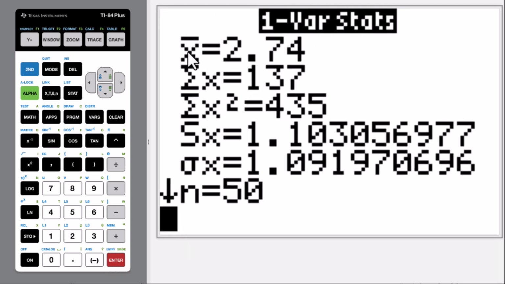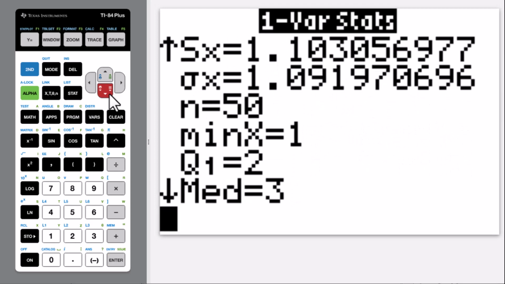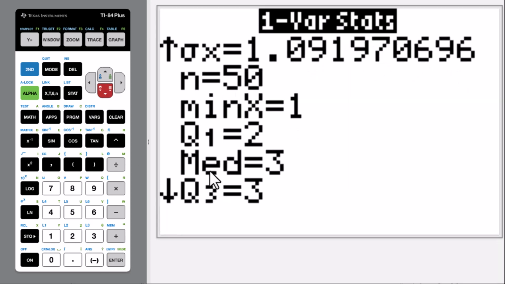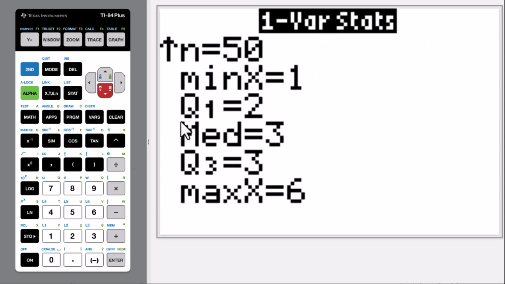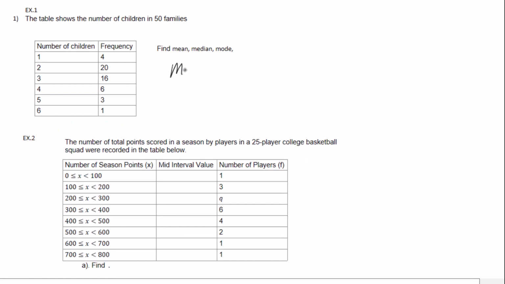You will get x bar is the mean, 2.74. Then you keep going down to find the median. Median is 3. So calculator give you the mean and then the median. Therefore, for mean is 2.74. For median is 3. Mode means appear most. Here is 20. So mode is 2.